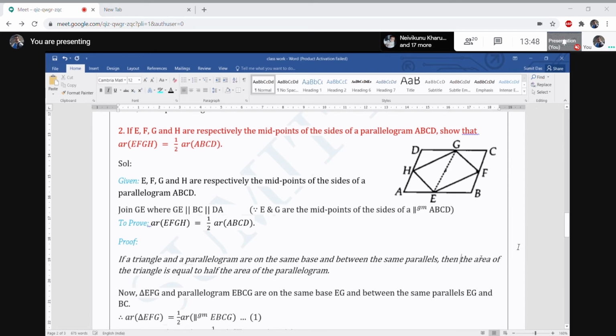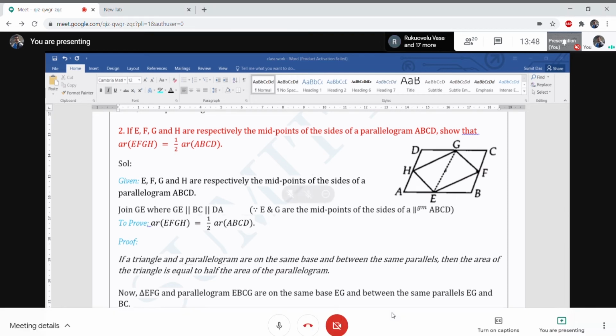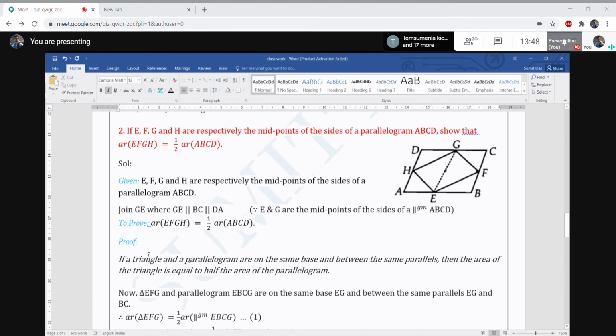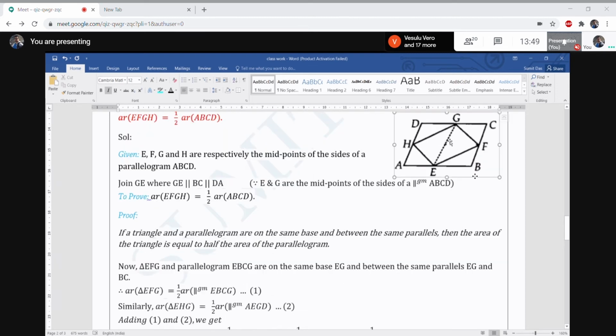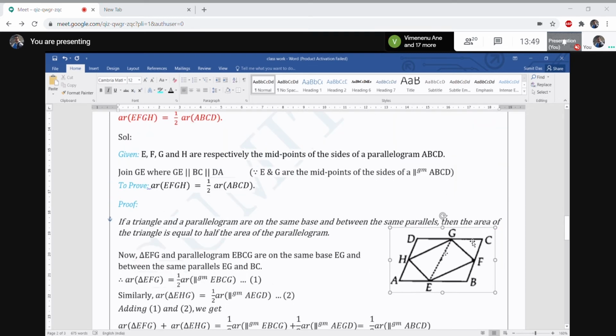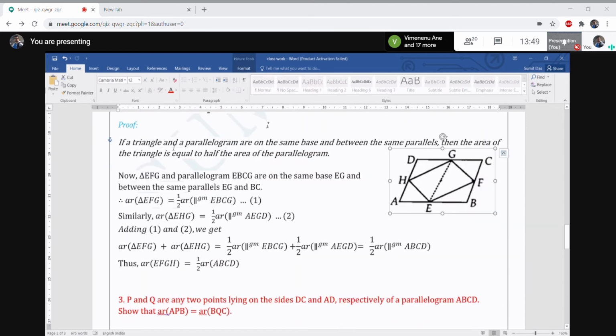This is the theorem we learned. I just wrote it because in exam time you don't have to write it. Just to remind you what theorem we learned: if a triangle and a parallelogram are on the same base and between the same parallel lines, then the area of the triangle is equal to half of the area of the parallelogram. This theorem we learned, right? Now come to the main part. In exam time you can just skip this italic one. You don't have to write it.